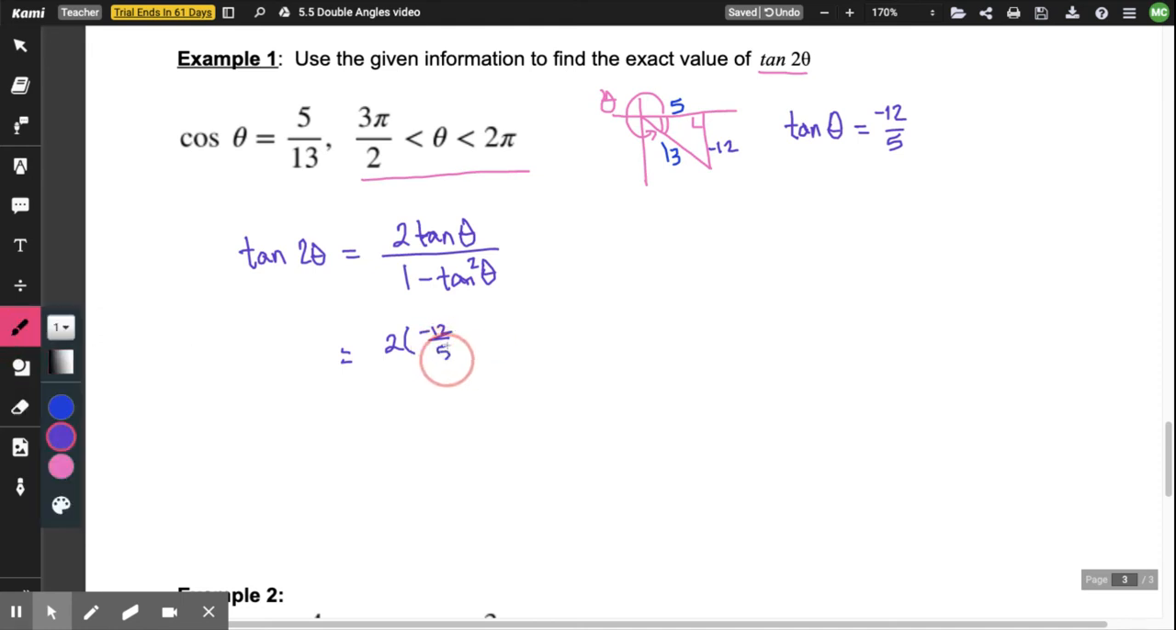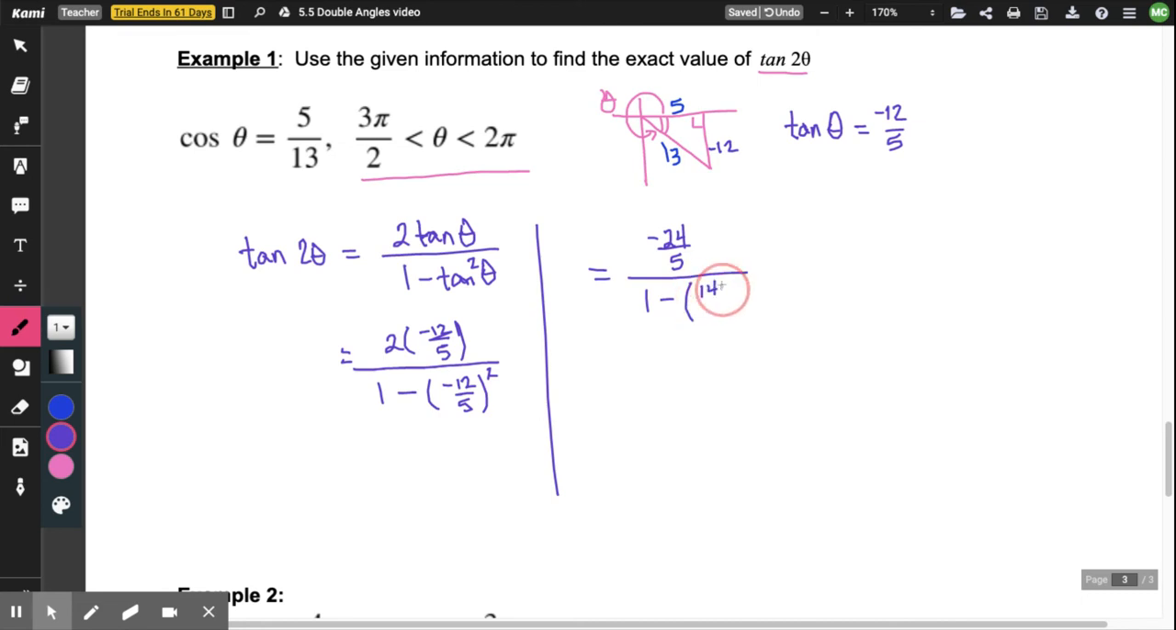Okay, so negative 12 over 5. And on the bottom, I've got 1 minus tangent squared. So that's 1 minus negative 12 over 5 squared. And so from here, I would just need to simplify this fraction. So on top, I've got 2 times negative 12 fifths. So I multiply that 2 times the numerator. So that would be negative 24 fifths. On the bottom, I would need to square the negative 12 fifths. So that would be negative 12 squared, which is 144, over 5 squared, which is 25.